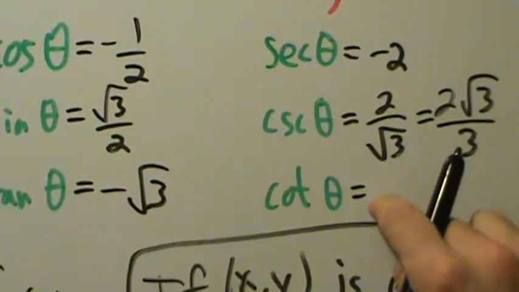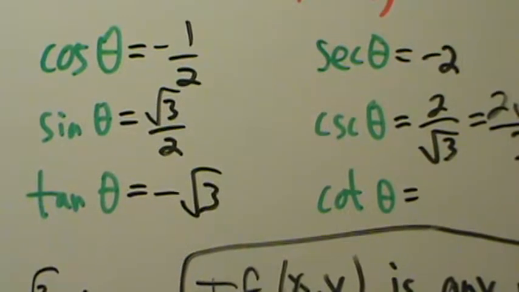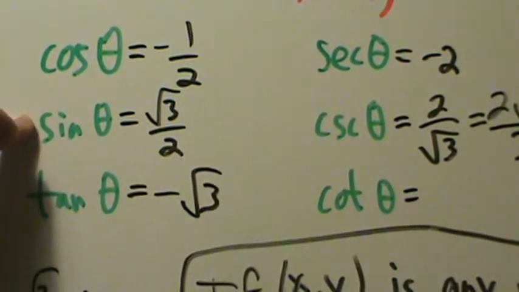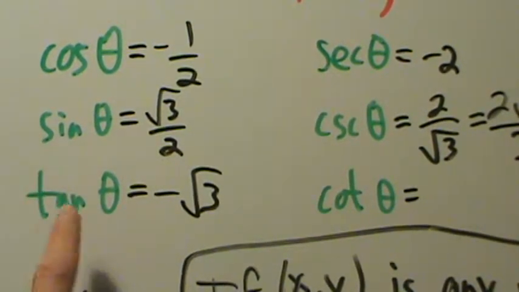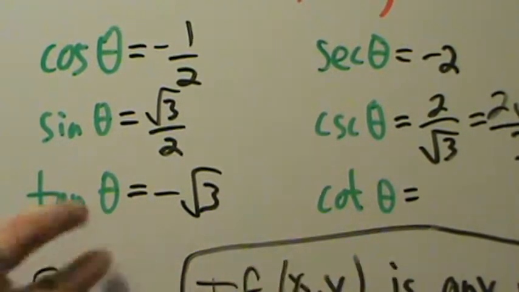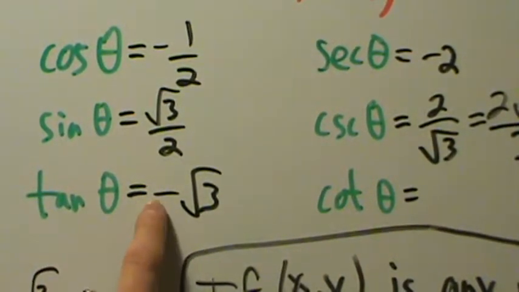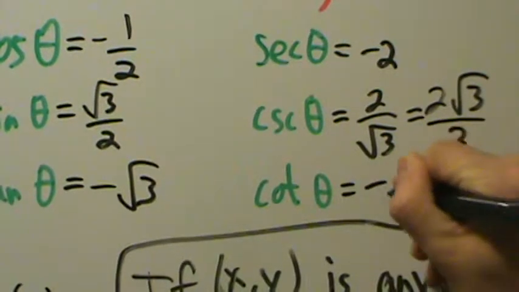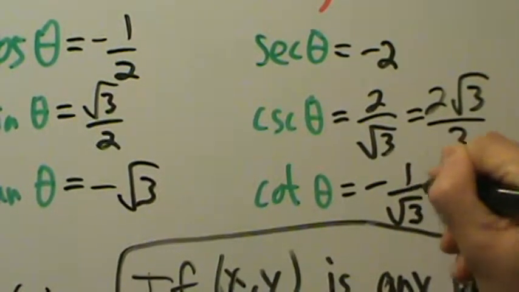And the cotangent of theta, so a couple different ways to think about it. You could do cosine divided by sine, which would be a little more work than necessary, because you can also say, oh, cotangent is the reciprocal of the tangent. The tangent is negative square root of 3. So the cotangent is negative 1 over the square root of 3.